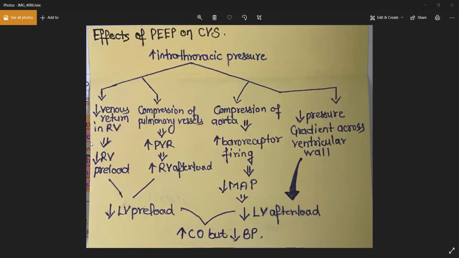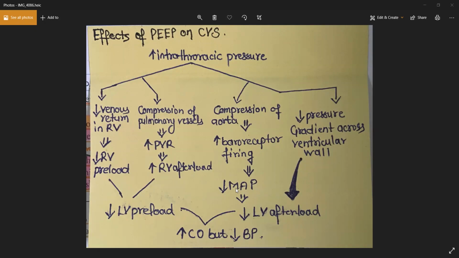So first, you will have a loss of venous return in the right ventricle, and as a result, the preload in the right ventricle will be decreased. Second, because of the compression of the pulmonary vessels, you will have a high pulmonary vascular resistance. This will cause an increase in the afterload of the right ventricle. So because of the decrease in preload and increase in afterload, you will ultimately have a decrease in the left ventricular preload, right? The blood cannot flow from the right side to the left side.